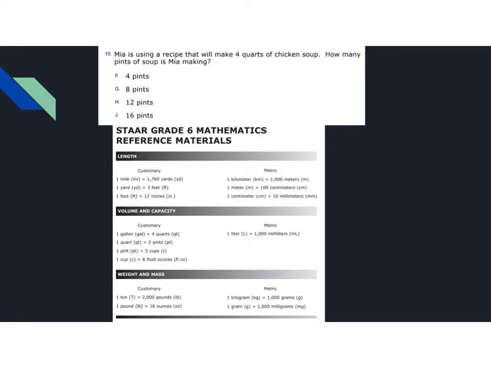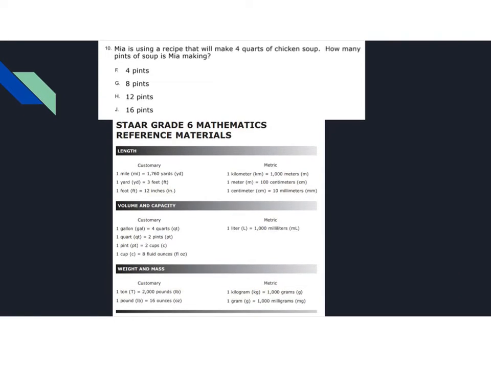It was number 10, and it says Mia is using a recipe that will make 4 quarts of chicken soup. How many pints of soup is Mia making? So we have our conversion table here, the reference material, and all you have to do is remember that if you're going from the top to bottom, you're going to multiply. If you're going from the bottom to the top, you're going to divide.